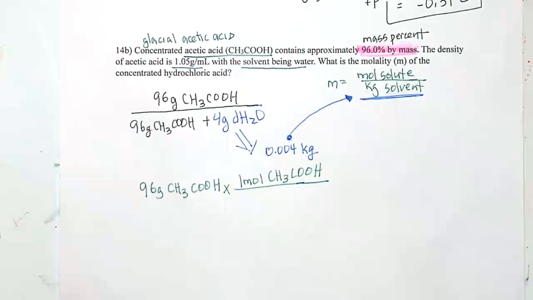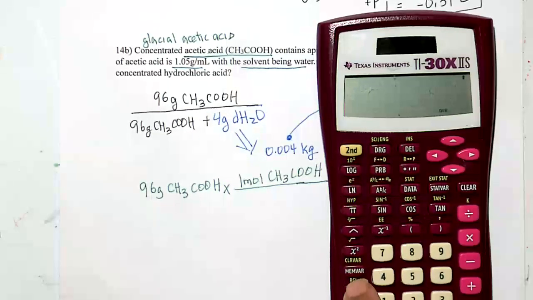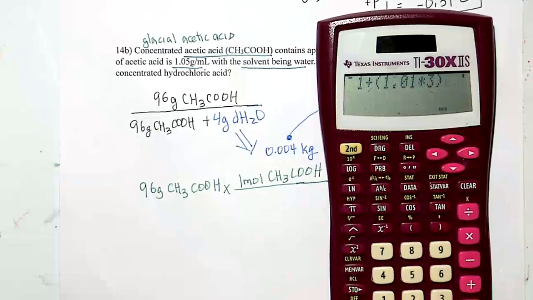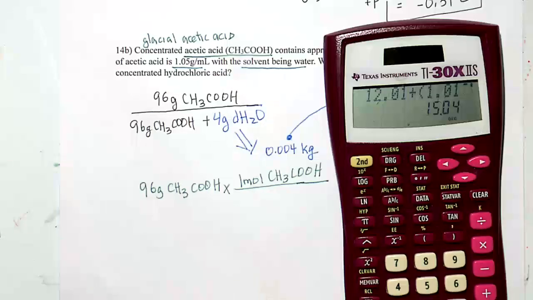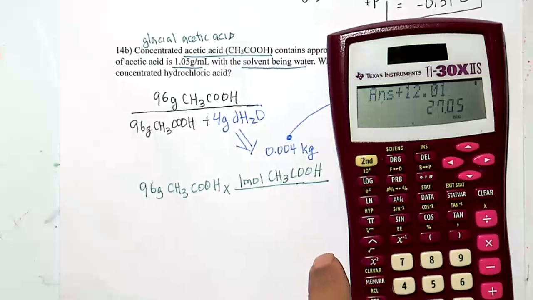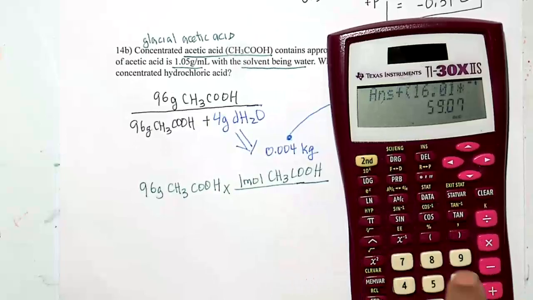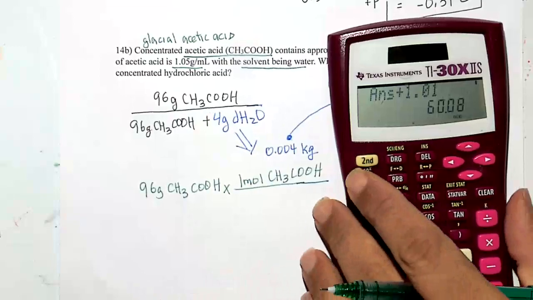1 mole of acetic acid contains how many grams of acetic acid? Carbon is about 12.01. Hydrogen is about 1.01, but we have 3, right, Antoinette? Yes, ma'am, 3. Plus carbon is another 12.01. Plus oxygen is 16.01 times 2. Yes, ma'am. Plus 1.01. So it's about 60.08 grams.